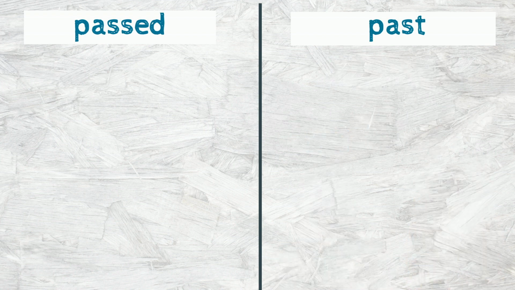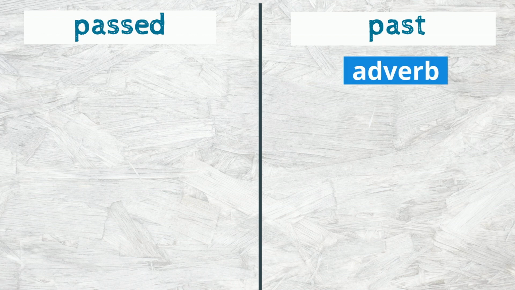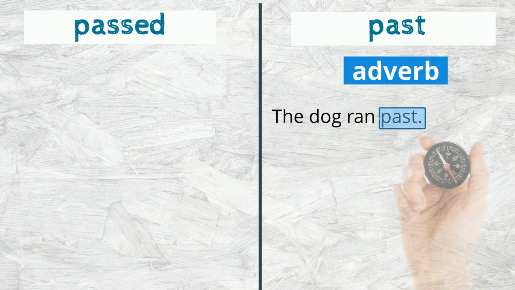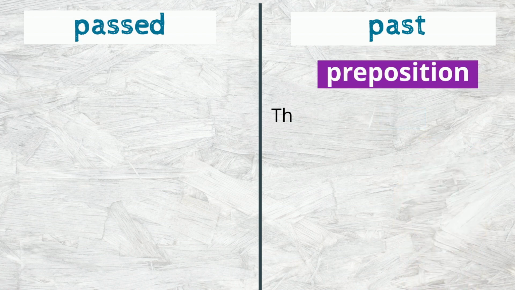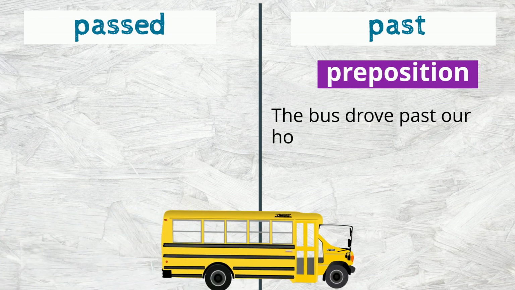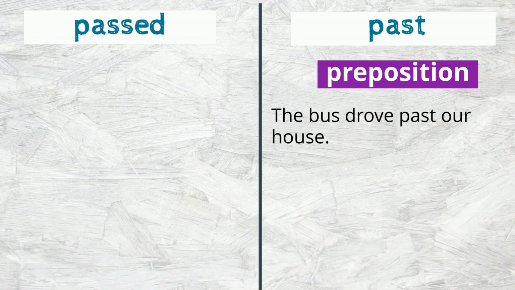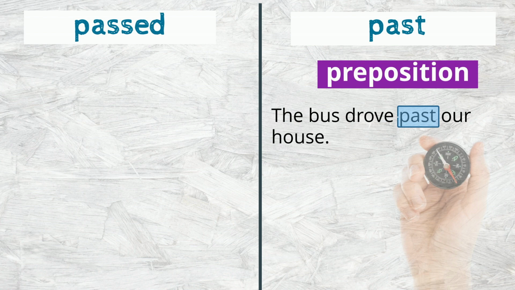Past can also be used as an adverb. The dog ran past. In this sentence, past gives more information about the direction the dog was running to. Past can be used as a preposition. The bus drove past our house. In this sentence, past shows the location of the bus in relation to the house.